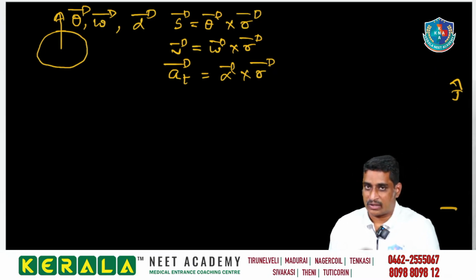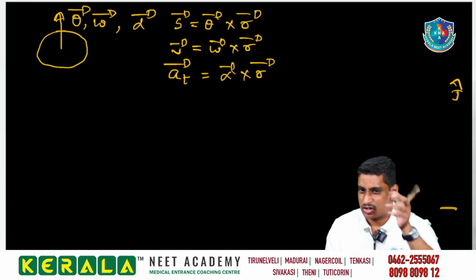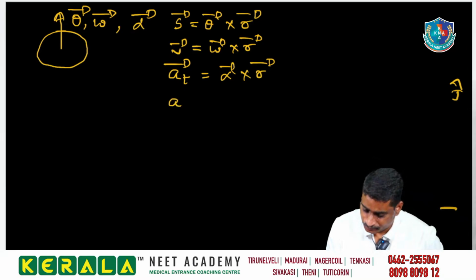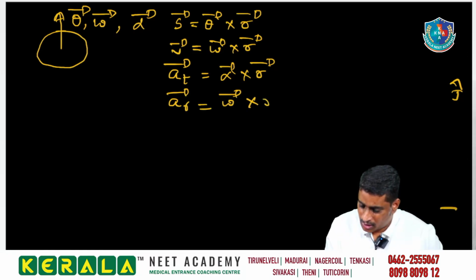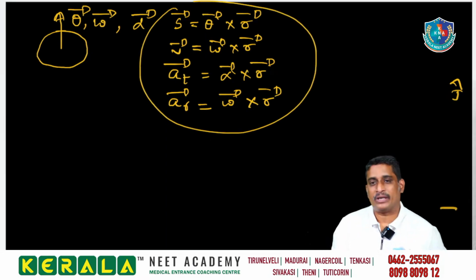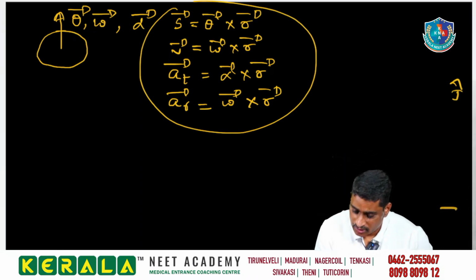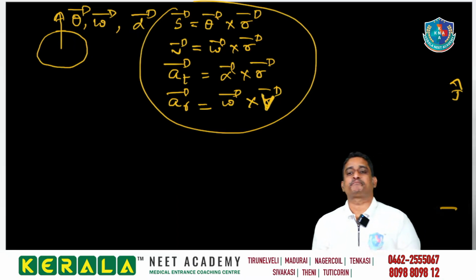After completion of this part, I will give you a brief idea relating to uniform circular motion and non-uniform circular motion. Then you will understand the differences between tangential acceleration and radial acceleration. And radial acceleration will be given by omega bar cross v bar. These four relations you just remember. Sorry, it is not omega bar cross r bar, it is omega bar cross v bar. Omega bar cross v bar.